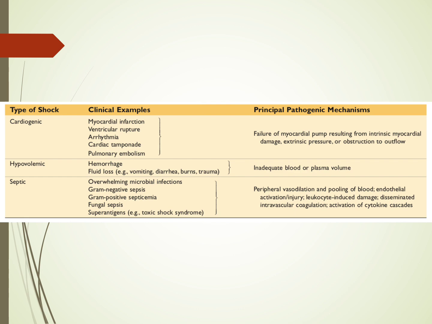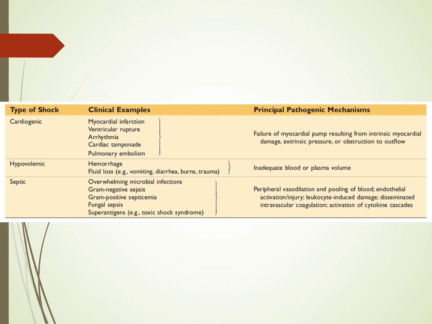The heart muscle itself has pathology, like in cases of myocardial infarction, the heart attack. Ventricular rupture, like the heart ventricle got ruptured. Arrhythmia, irregular heartbeats.